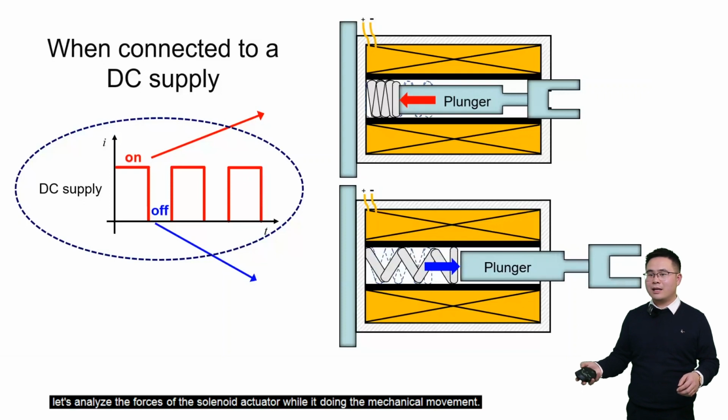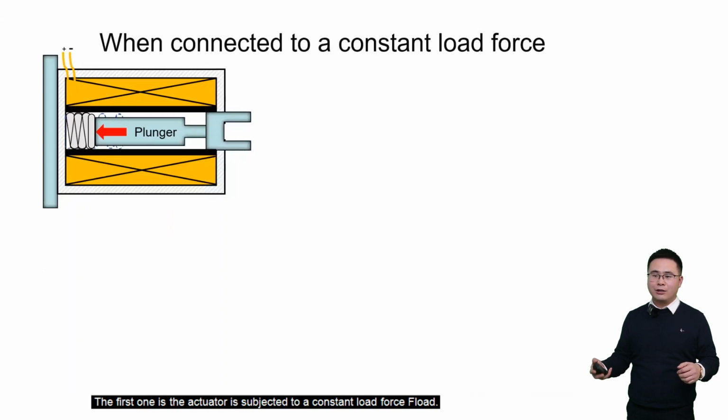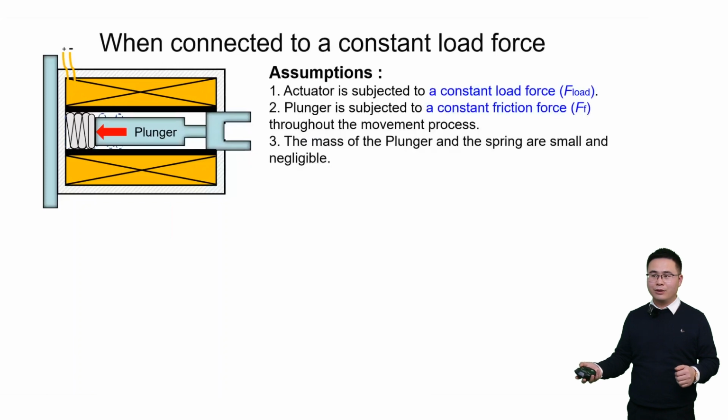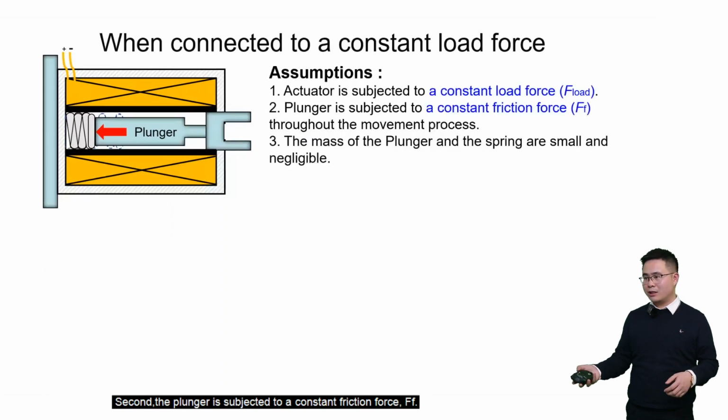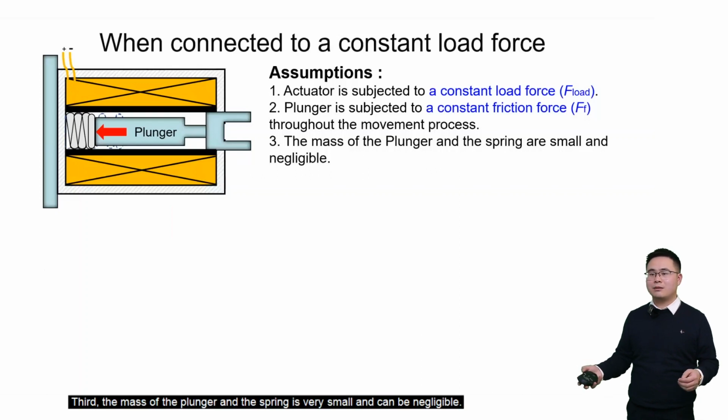So here, let's analyze the forces of the solenoid actuator during the mechanical movement. In order to simplify our models, we make several assumptions. The first one is that the actuator is subjected to a constant load force, F load. Second, the plunger is subjected to a constant friction force, F_F. Third, the mass of the plunger and the spring are very small and can be neglected.